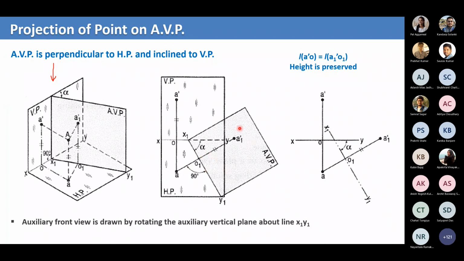But these labelings are important. If you are projecting onto the auxiliary vertical plane, it should be labeled as a1 dash, because it is called the auxiliary front view. We already know front view should be labeled as a lowercase alphabet with a dash, and top view is labeled as a lowercase alphabet. This is also the front view, but it is an auxiliary front view. That's why we label it as a1 dash.